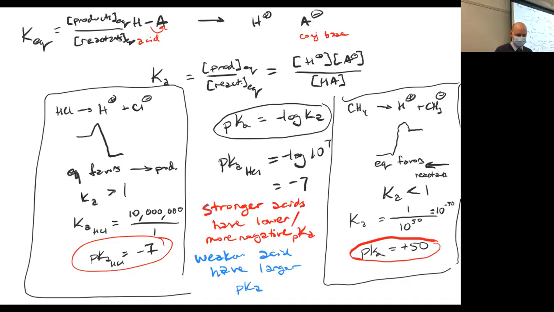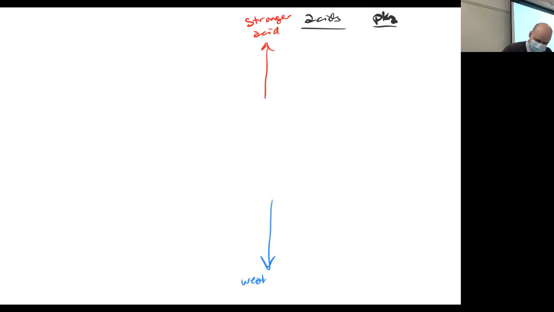All right, so these are the trends. Weaker acids have larger pKa's that we determine in the lab. Stronger acids have lower or more negative pKa's that we determine in the lab. All right, so we're going to keep a running chart of pKa values and acids. And we are going to do this on a scale of stronger acid on top and weaker acids on the bottom. We're going to keep this running on the right side of this, and I'm going to ask you guys questions on the left side. In the next 25 minutes, we're going to go through a whole lot of these.